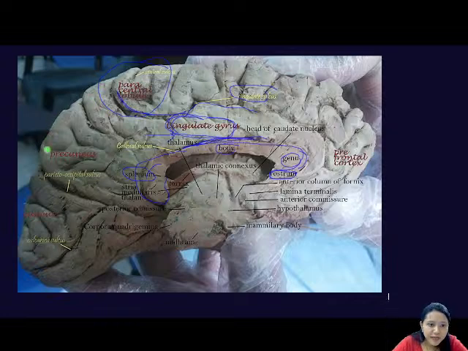The gyrus behind it we will call the precuneus. This is the precuneus. Then you have the parieto-occipital sulcus. The gyrus behind that we will call the cuneus. Then you have the calcarine sulcus, as you can see here, and the gyrus behind that we will call the lingual gyrus. Okay, lingual gyrus.